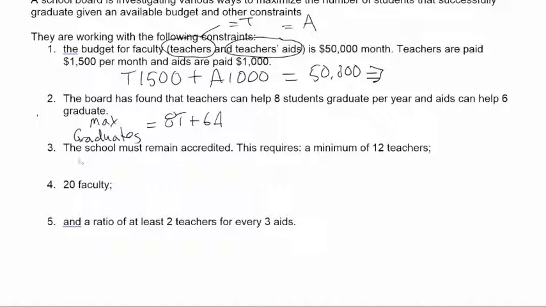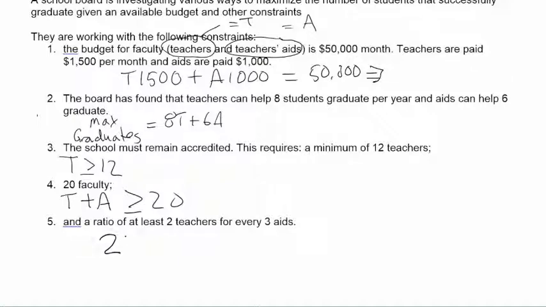So there must be at least 12 teachers, so T is larger or equal to 12; at least 20 faculty, so T plus A is larger or equal to 20; and a ratio of 2 teachers for every 3 aides. So 2T must be larger or equal to 3A.